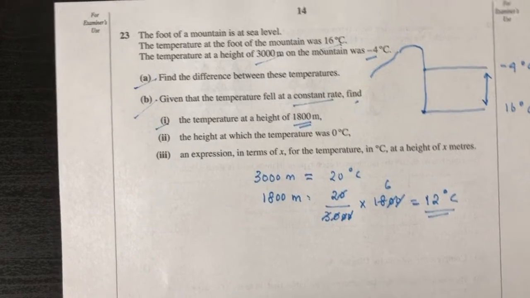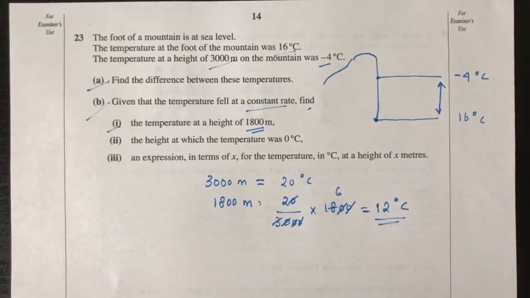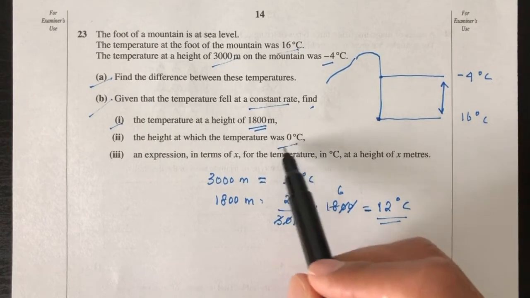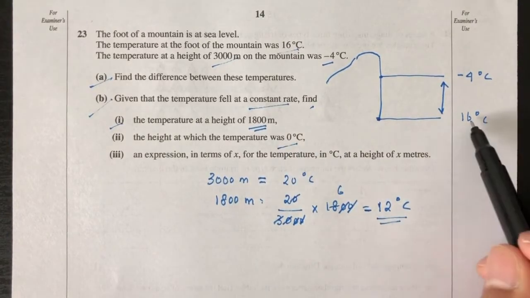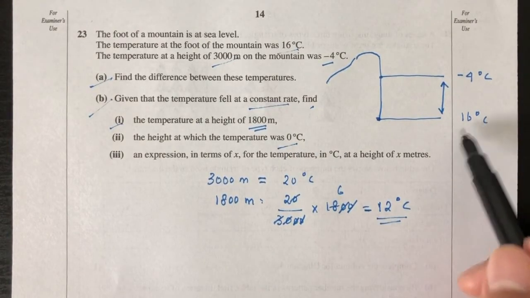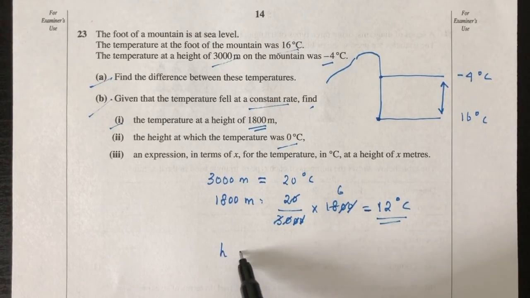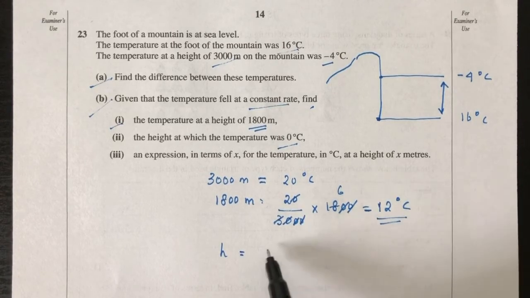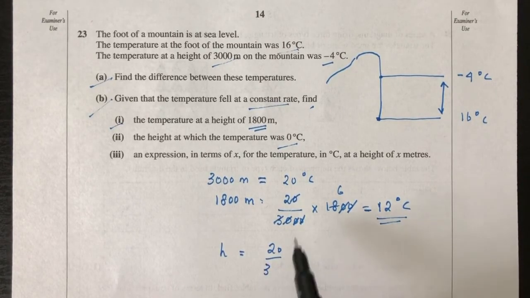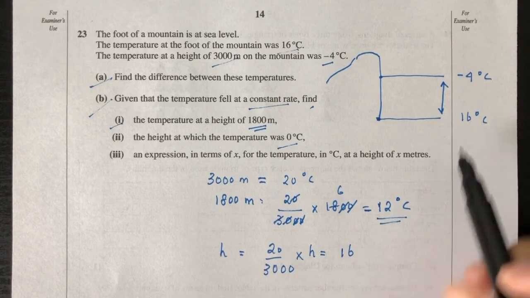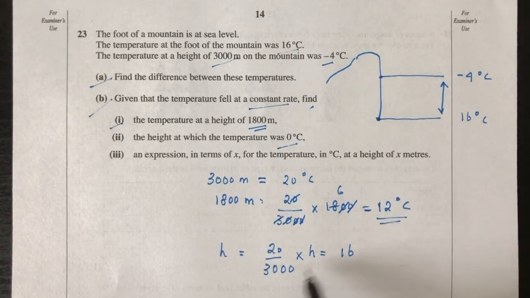Now for part 2, find the height at which the temperature is 0. So how does it become 0? We have to do 16 minus 16 for it to be 0, so the change needs to be 16. We don't know the height, but we know that if we do 20 over 3000 times height, it needs to become 16, so it can be 0, right? So let's solve for h.